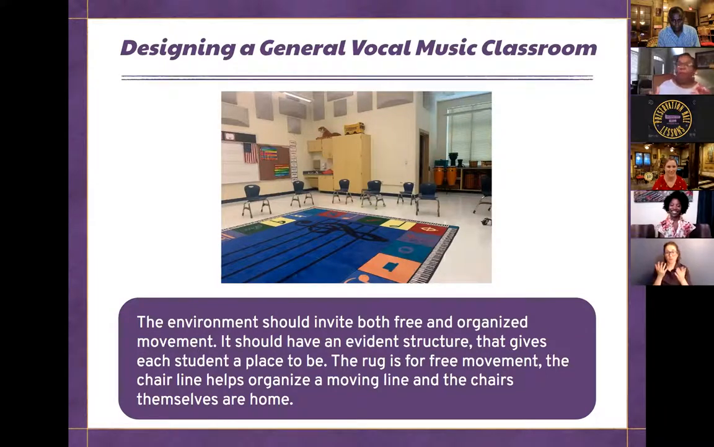If you want a lot of movement in your classroom, be sure to have some open space. The environment should invite both free and organized movement. I like to set up my room this way so that the rug becomes a place to sit, to move freely, and of course safely inside their bubble space. I like the chairs to be there to help create line formations or in and out movement, where they have to adhere to certain patterns. And of course, the chairs themselves are their home base. It gives them a chance to be where they're supposed to be.